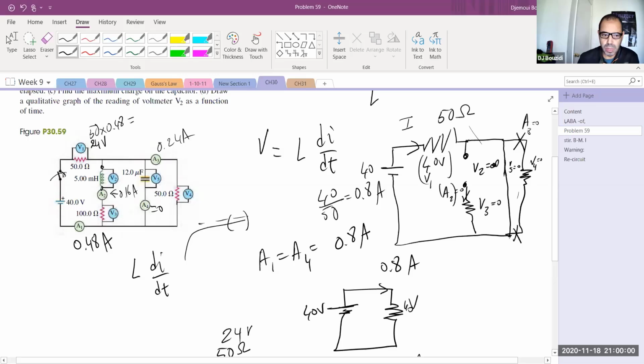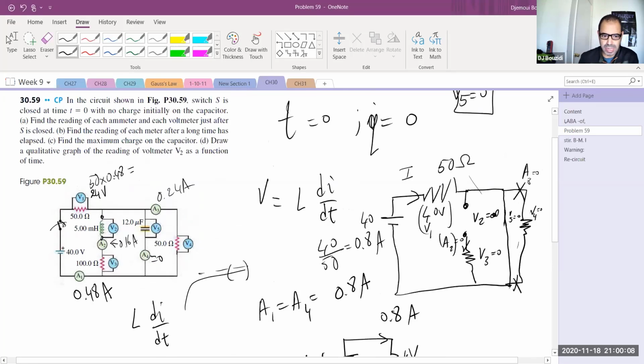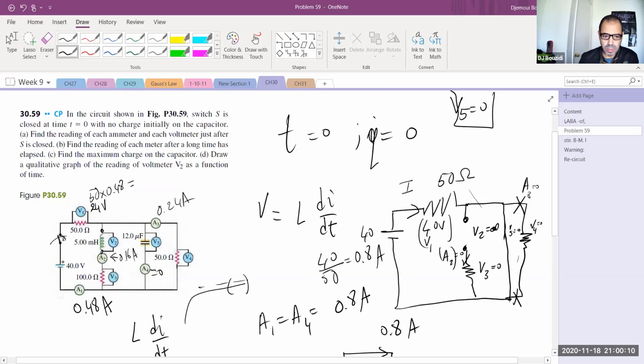So initially, when I have thrown the whole thing on, after I turn the switch on, this will be a straight wire, and this will be open. So in that case, V2 will be infinite, A2 will be 0, and V3 will be 0, and V5 will be 0, and A4 will be equal to A1, and A1 and A4 will be 0.8 amps. That's immediately after we close it. V4 will be 0, because A3 also will be 0. There is no current that is going to go through here.